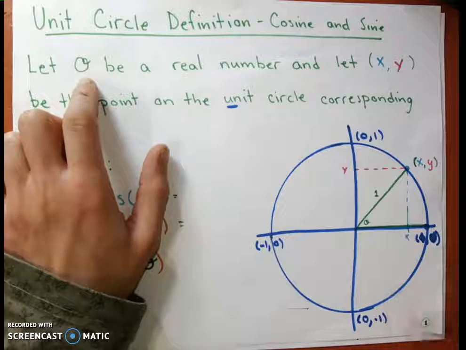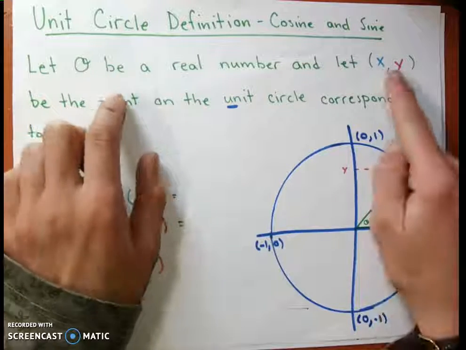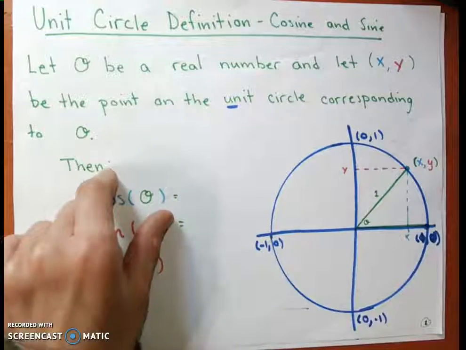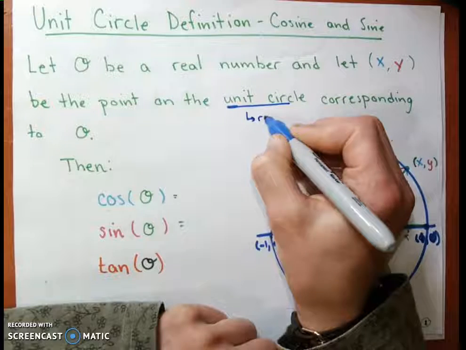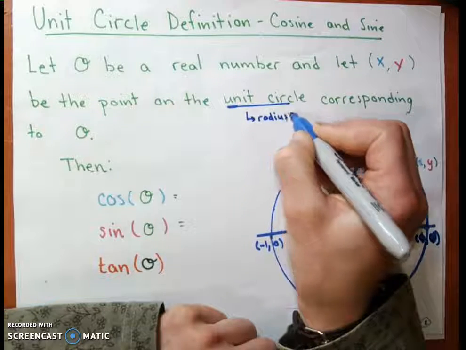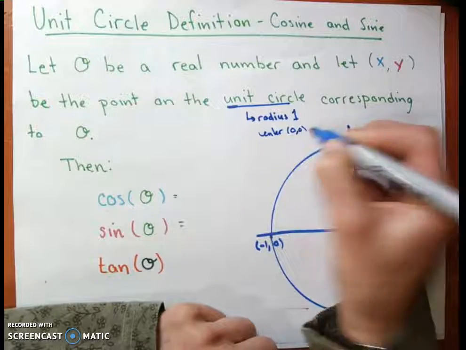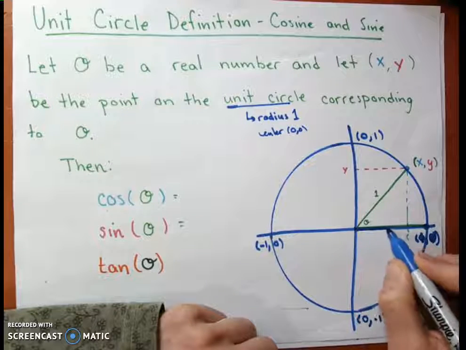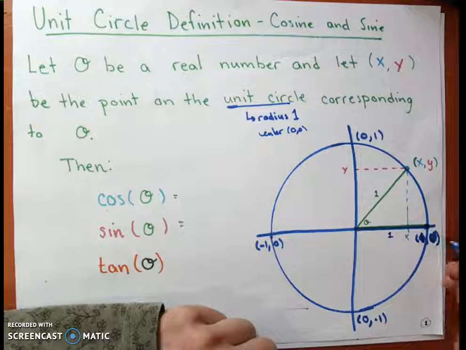Theta is a real number. It's representing an angle, and x comma y is going to be the point on the unit circle corresponding to theta. So let me tell you how to figure out that point. Unit circle just means radius 1 and center 0, 0. So first we draw our unit circle centered at the origin, and since it has radius 1, we know that this length is 1, so this point is 1, 0.